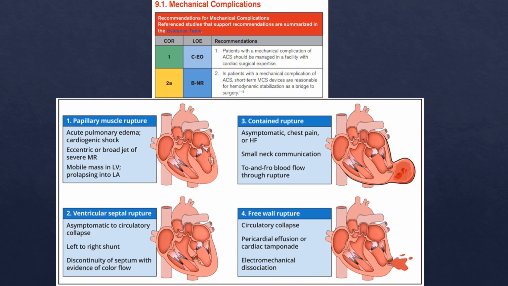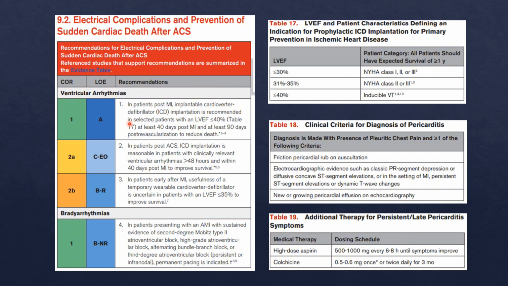Coming to the use of cardiac devices for ventricular arrhythmias, a patient who has an LVEF of less than 40%, at least 40 days post MI and at least 90 days post revascularization, should be considered for an ICD. Similarly, patients post ACS should be considered for ICD if they have a ventricular arrhythmia more than 48 hours and within 40 days post MI to improve survival, and it has a class 2A recommendation. But the use of a temporary wearable cardioverter defibrillator is uncertain in patients with EF less than 35% to improve survival. It has a class 2B recommendation.